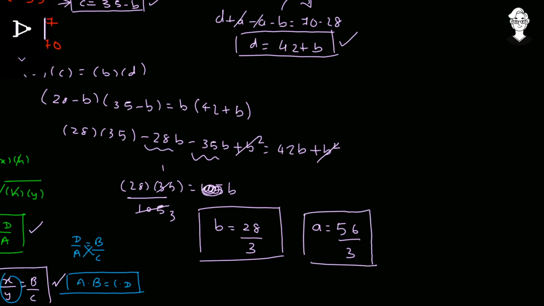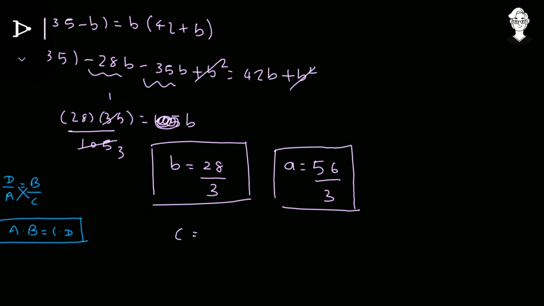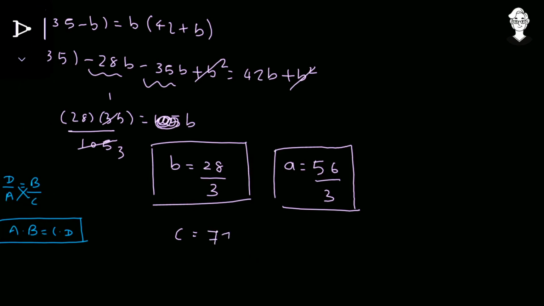Now we can have the value of C also, because it's also very simple. So C is equal to 35 minus 28 upon 3. So 35 into 3 is 105. 105 minus 28 gives me 77. So C is 77 upon 3.